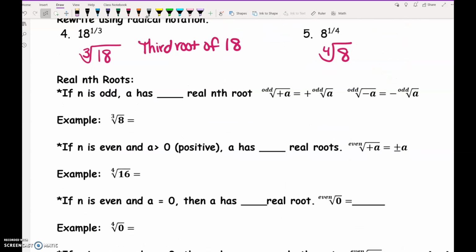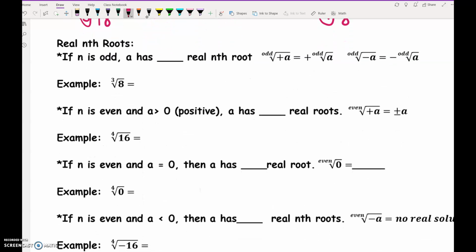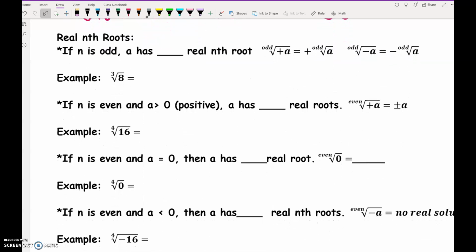Okay, let's talk about when roots exist, when they don't, if they're positive, negative, all that stuff. The third root of 8. Does anyone know what the third root of 8 is? It's 2. Because 2 times 2 times 2 is 8.